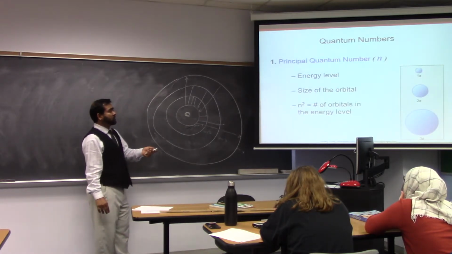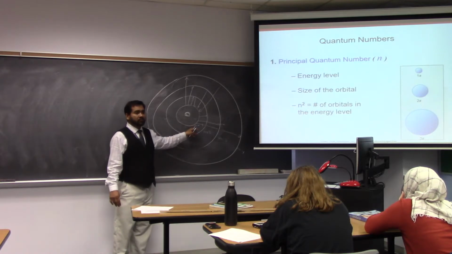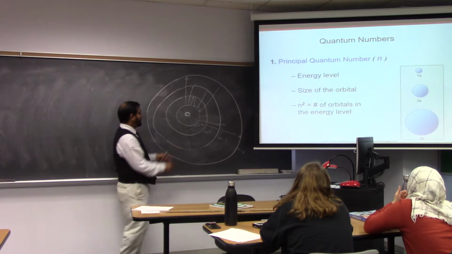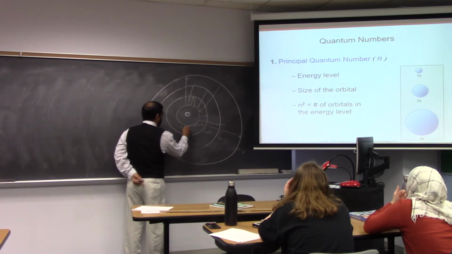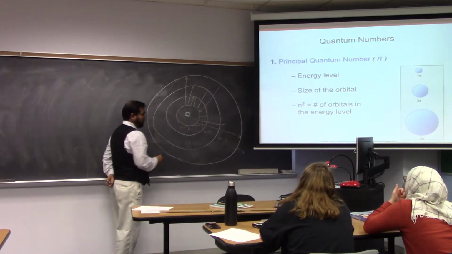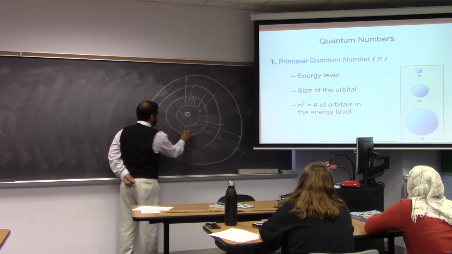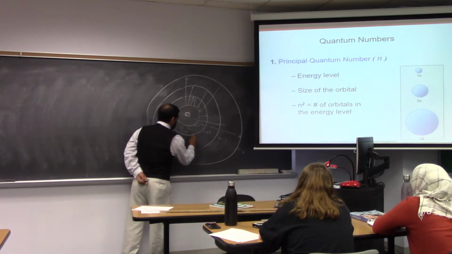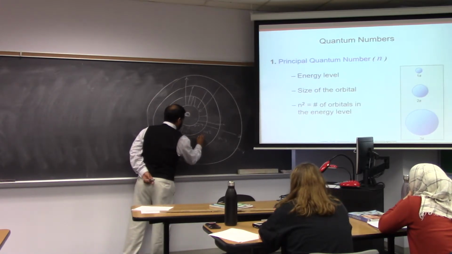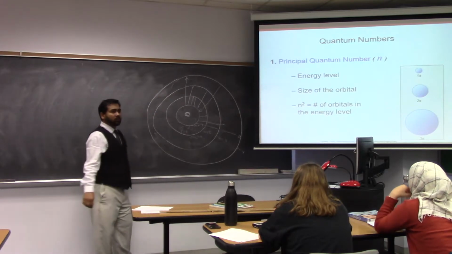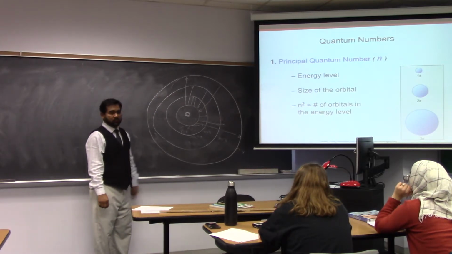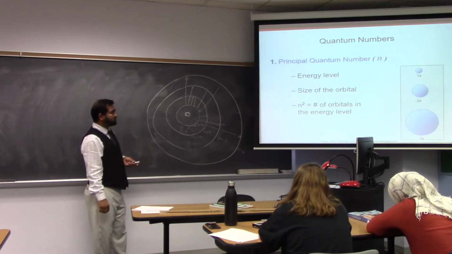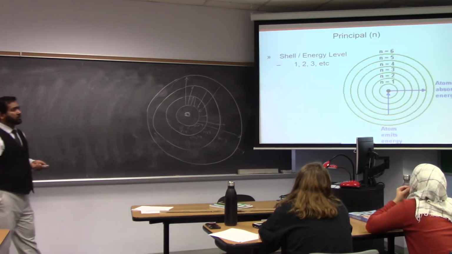The number of orbitals in each level is determined by the value n squared. So for the first level, n squared, only 1, because 1 squared equals 1. The formula is n squared. In the second level, n squared equals 2 squared, which equals 4. So the second level could have 4 orbitals. We're coming to how it works. And third and fourth and so on.